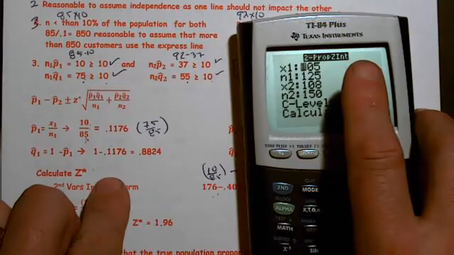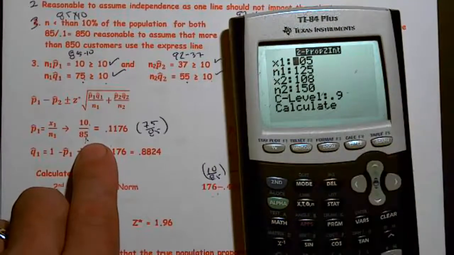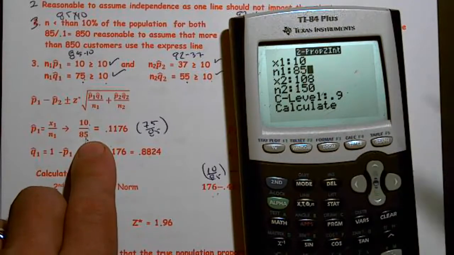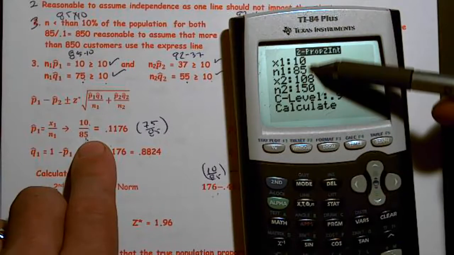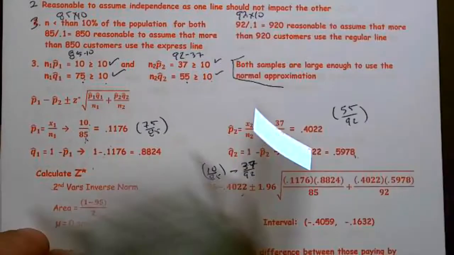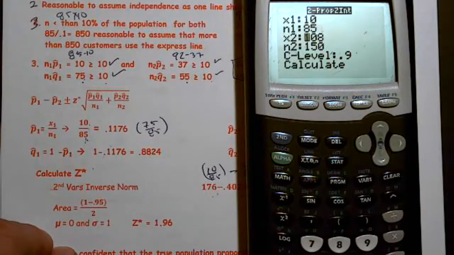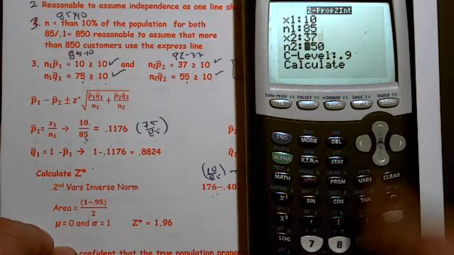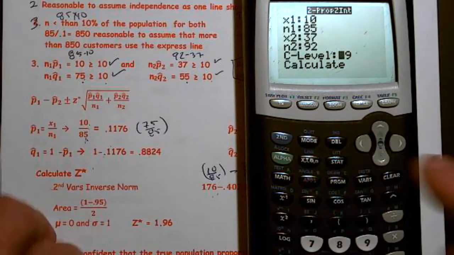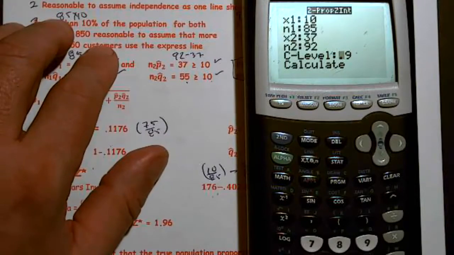And what did we have? Well, we said that our X value was 10 and our N was 85. Once again, these must be whole numbers. If they're not, you're going to have to round to the nearest. All right. Then the other one was 37 over 92. And it asked us to construct a 95% confidence interval, so 0.95.